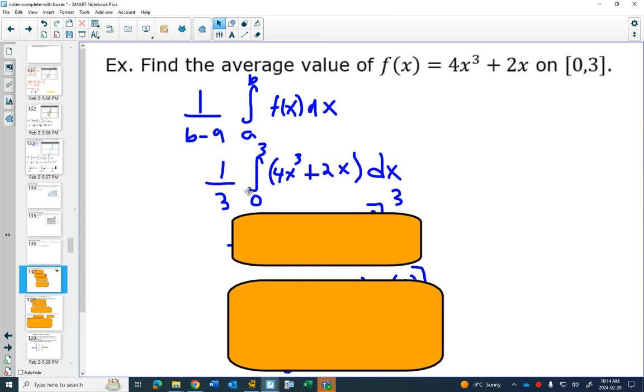When we write an integral, we always have to say what variable we're integrating with regards to. So that's what that dx is. So you're 1/3 from 0 to 3.